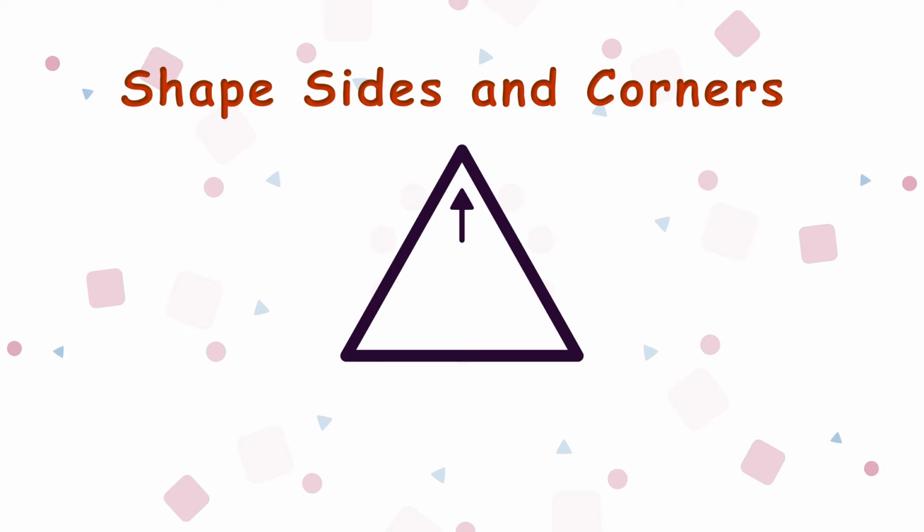What about its corners? Corners are the angles inside the shape. The point where the arrow is facing is the corner of the triangle. So, how many corners does the triangle have? Let's count. 1, 2, and 3. The triangle has 3 corners.